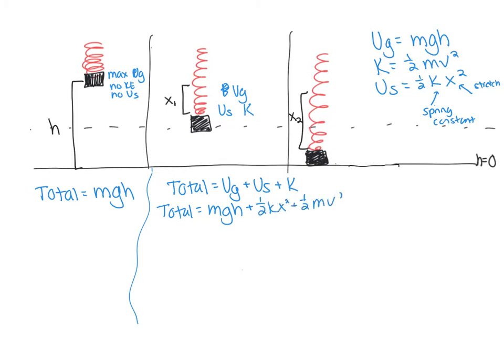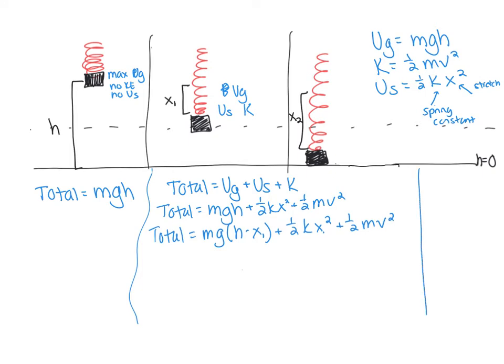I'm just going to put this as total, and then I can plug in my numbers. Now, in this situation, I might want to solve for something. Typically we solve for velocity, lots of different things. Now, if I actually plug in my variables, which I think is really important to note here, I'd have mgh minus x1 plus 1/2 k x1 squared plus 1/2 mv squared.